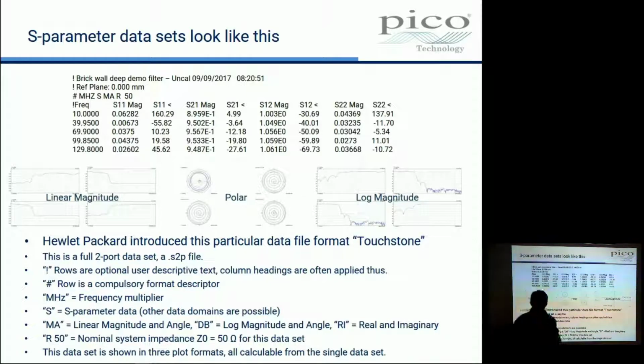MA, magnitude and angle. That tells you that if you didn't have that line, which is not compulsory, the data comes in the form of magnitude, angle, magnitude, angle. The other forms that you can get are dB, which is log magnitude and angle, or RI, real and imaginary. And then this is R50, nominal system impedance Z0 equals 50 ohms for this data set. The data set need not be 50 ohms, it can be 75 ohms of course, but it can also be a complex impedance, not from our VNA it can't, but it could be. So the file format can deal with complex impedance here as well.